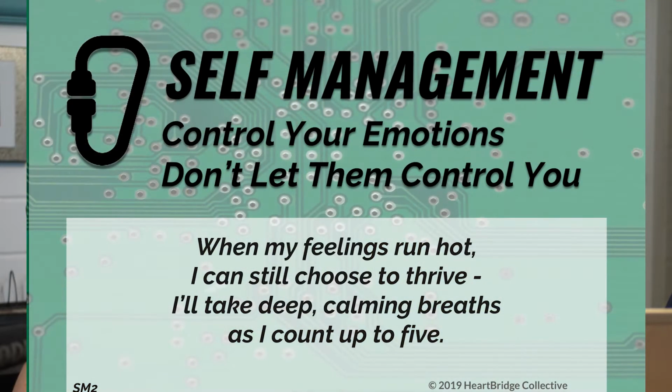The other self-management is control your emotions. Don't let them control you. When my feelings run hot, I can still choose to thrive. I'll take deep, calming breaths as I count up to 5. Like, okay, you're starting to, you can see it, and that's part of that self-awareness and that self-management of when I get mad, this is what it looks like.